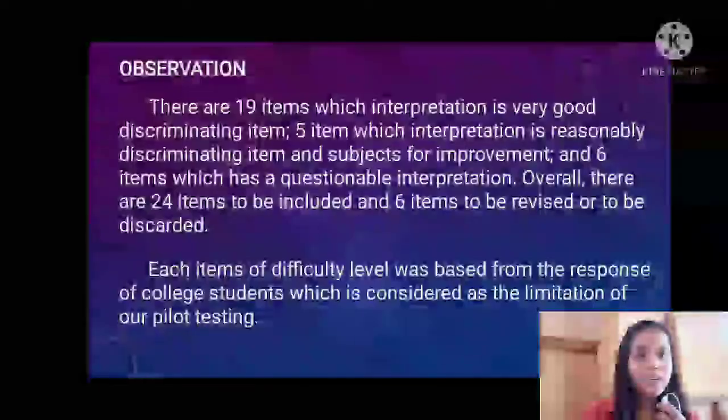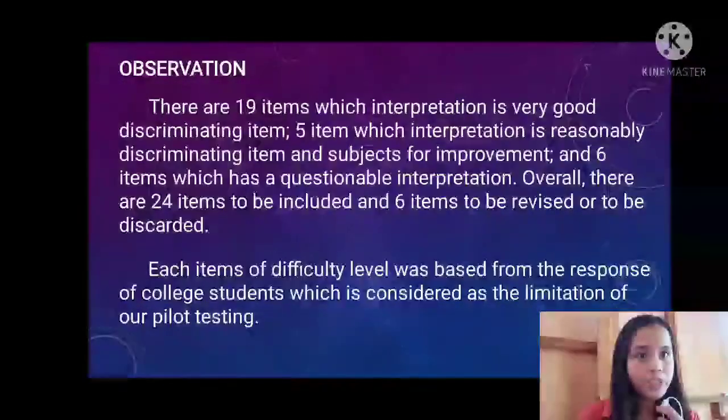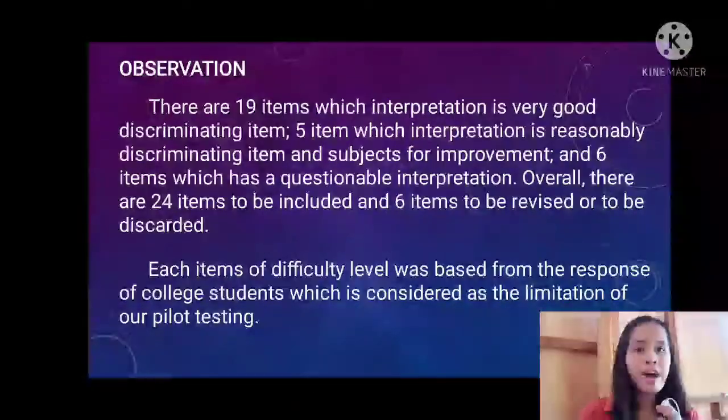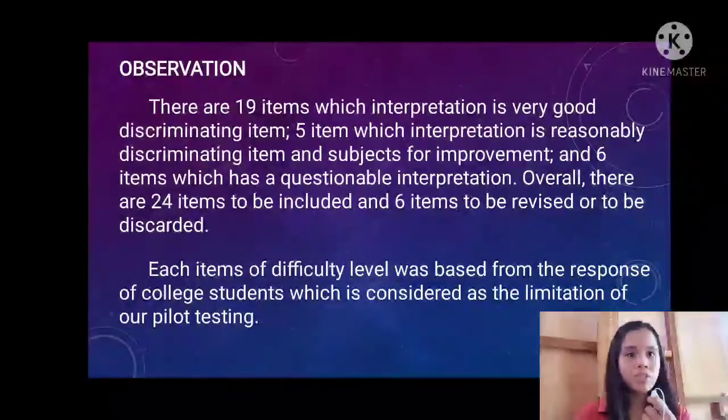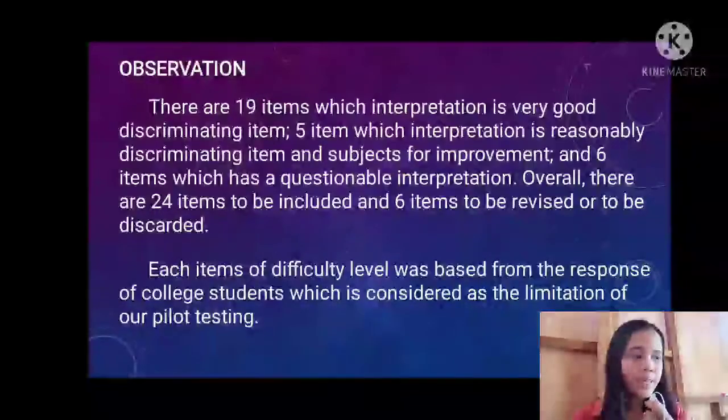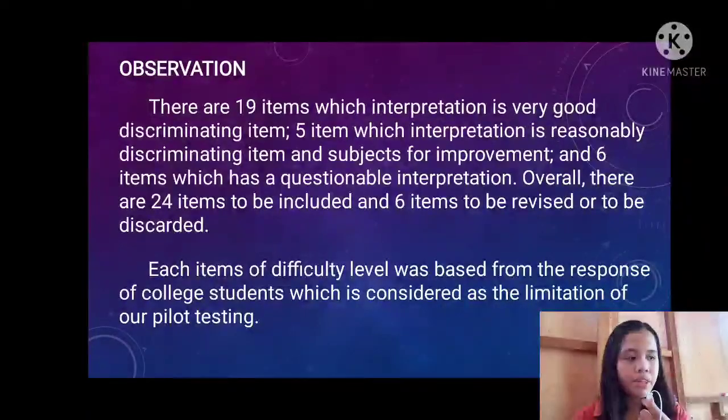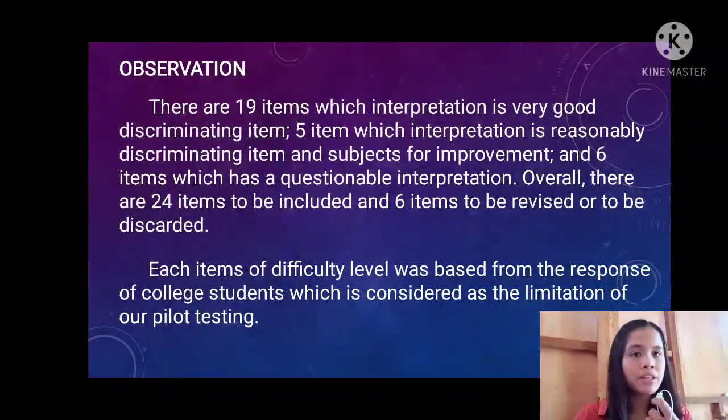Overall, there are 19 items which interpretation is very good discriminating items, 5 items which interpretation is reasonably discriminating items and subject for improvement, and 7 items which has a questionable interpretation. Overall, there are 23 items to be included and 7 items to be discarded or to be revised.